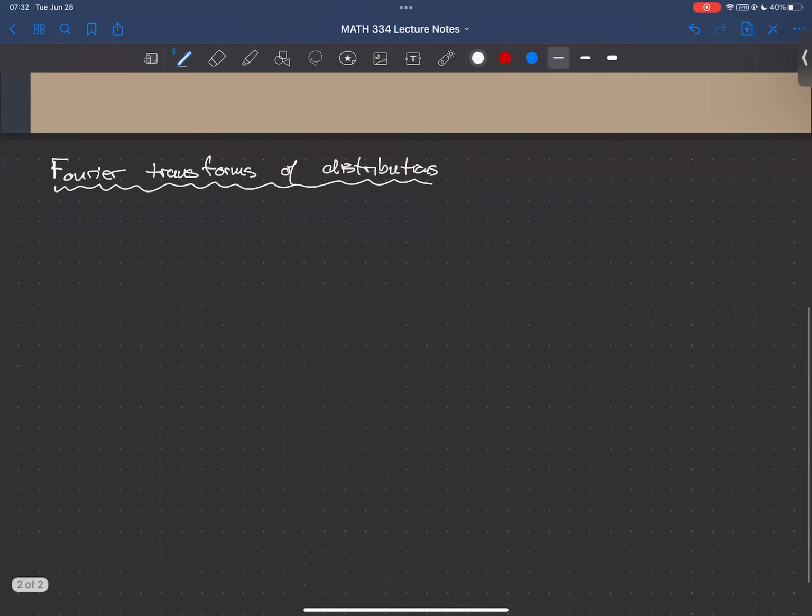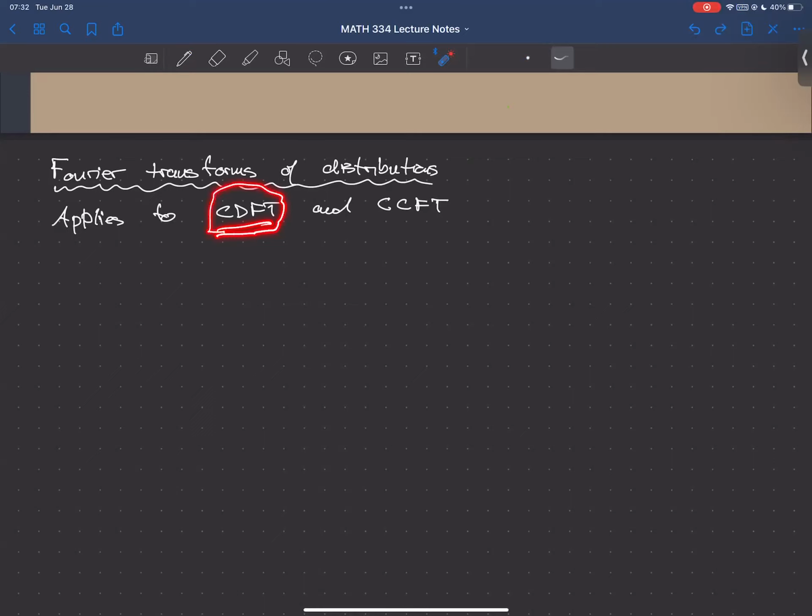And so this is going to be a discussion that applies to the CDFT, the CCFT, and also sort of by implication, because we will talk about inversion of the CDFT for distributions, it's also going to then be a discussion which will be applicable by virtue of its inverse to the DCFT, although I won't say anything about that. There's more or less obvious conclusions you can make there about the inverse of the DCFT.